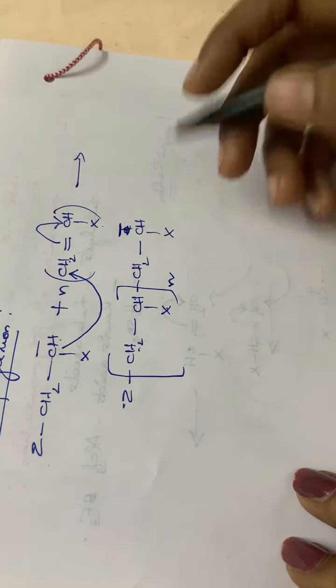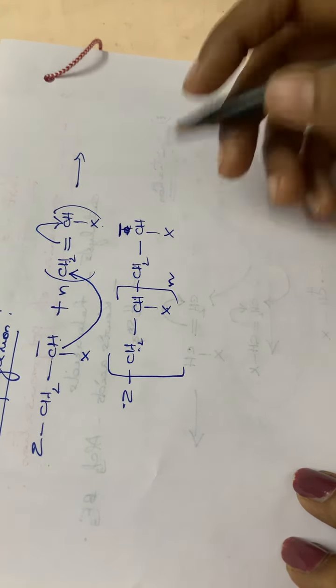So these are the three steps involved in the anionic mechanism. In the cationic mechanism, the species which is attacking is the cation, and in the anionic mechanism, the initiator will be an anion or a base. So this is the third one, that is the cationic mechanism.